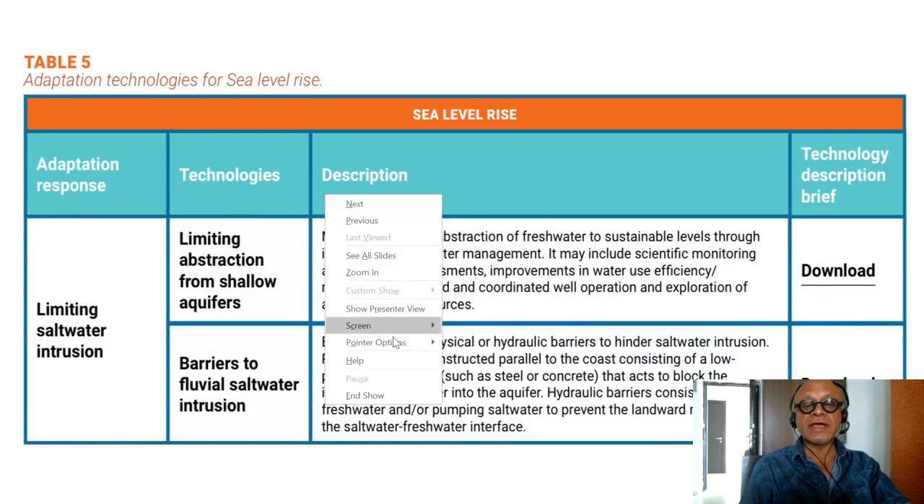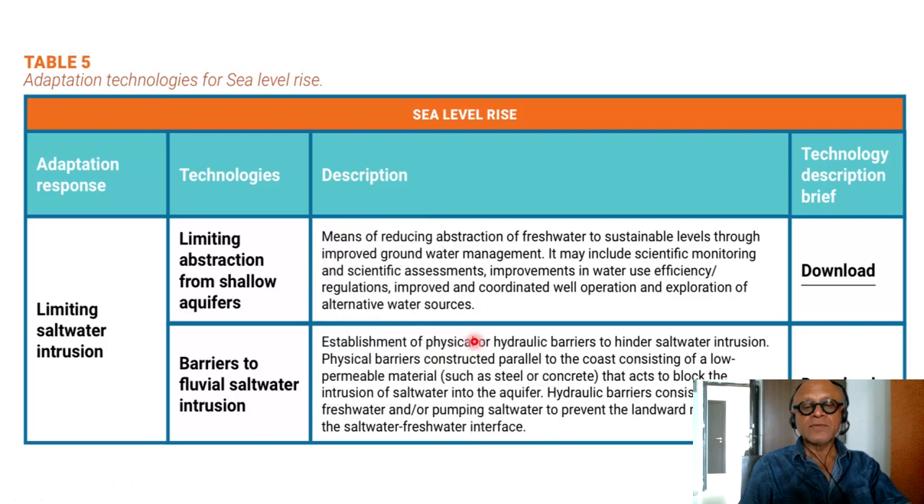So next up, adaptation responses for the water sector include adaptation technologies for sea level rise. Adaptation responses for limiting saltwater intrusion: technologies like limiting abstraction from shallow aquifers and barriers to fluvial saltwater intrusion. Oftentimes the ocean inundates groundwater systems when you extract groundwater from shallow aquifers, and this is a problem that's been on the rise across much of the coastlines around the world.